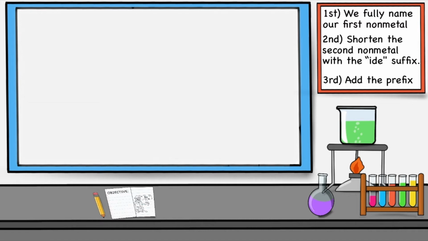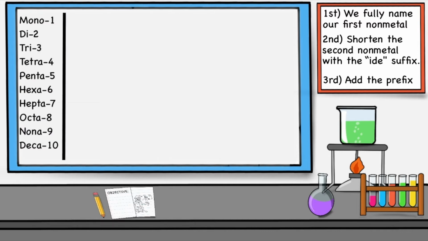Here are the prefixes that we will be using during this video. 1 is mono, 2 is di, 3 is tri, 4 is tetra, 5 is penta, 6 is hexa, 7 is hepta, 8 is octa, 9 is nona, and 10 is deca.